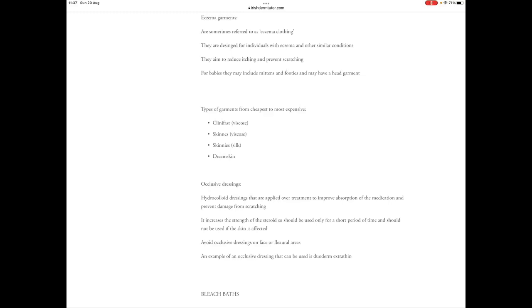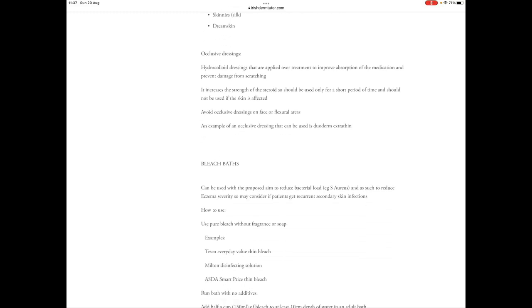the baby scratching. Now there are various ranges of them, and it is unclear really if the silk garments are much better in effect than the cheaper viscose ones, but as you can see here, from cheapest to expensive, some ranges include Clinifast, Skinnies, Skinny Silk, and Dream Skin.